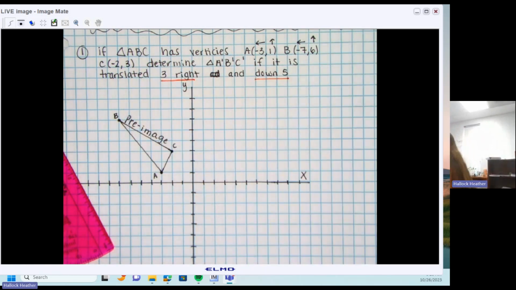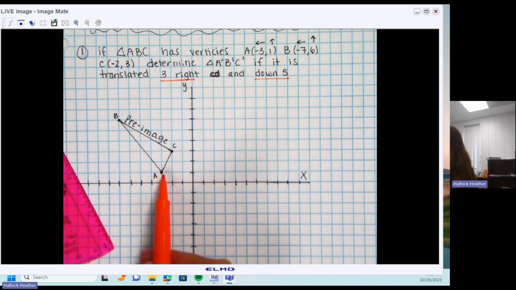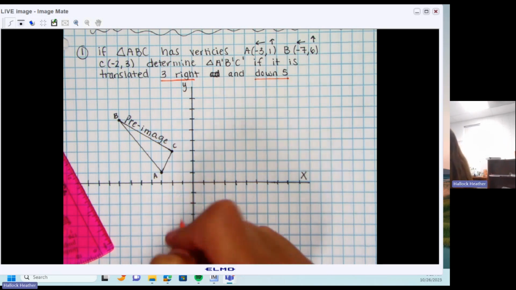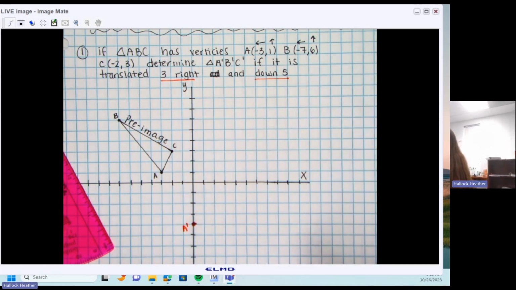So I'm going to take every single coordinate point and I'm going to move it 3 to the right and then down 5. So I'm going to take A, I'll start with A, and disregard 0, 0. It does not matter. I'm using A, and I'm literally going 3 to the right, down 5, and I'm making something called A prime, which is basically where A is going to end up. So from A, I'm going 3 right, 1, 2, 3, and then down 5. 1, 2, 3, 4, 5. So A prime ends up right there.